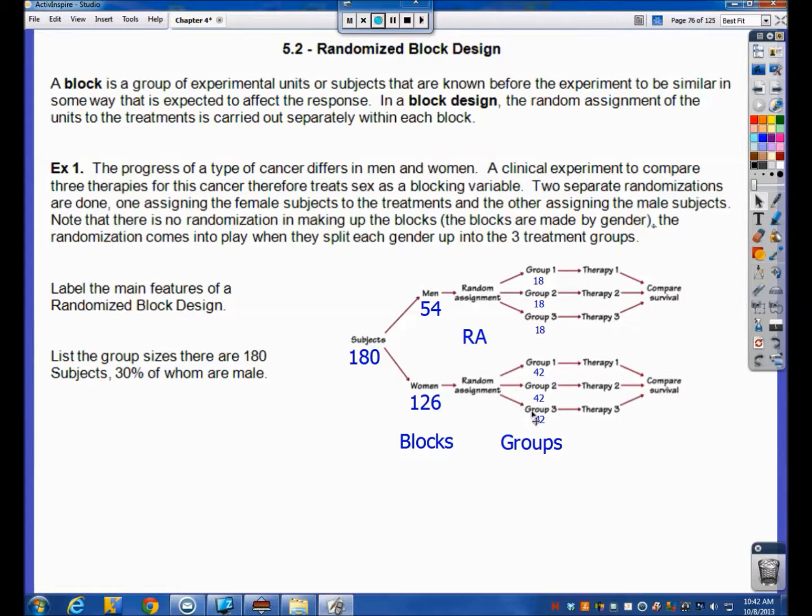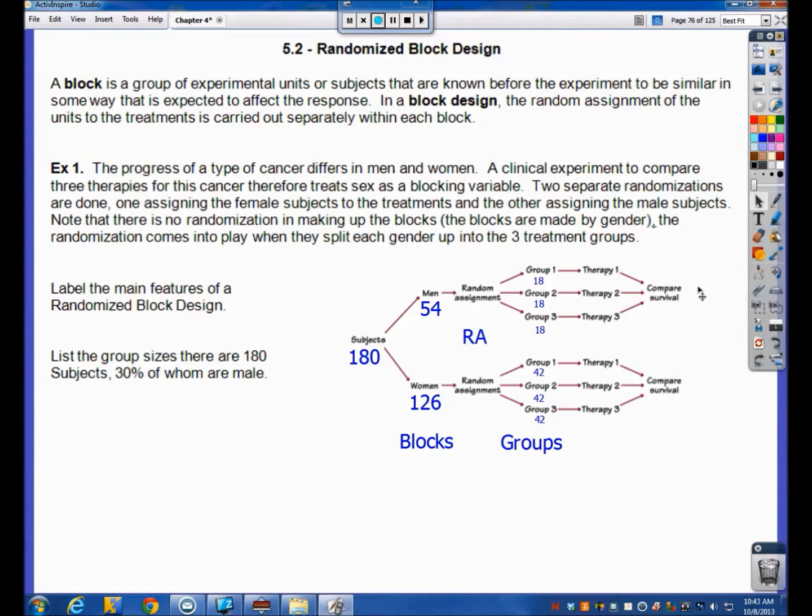Is it okay that there aren't as many men as there are women? That's fine. In real life, it's going to be nearly impossible to have 50-50 or even amounts of individuals per group or per block. That's very rarely going to happen realistically. So then my group 1 random assignment of men, they're going to get therapy 1, group 2 gets therapy 2, group 3 gets therapy 3.